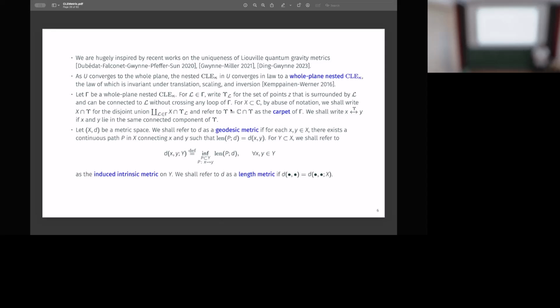Okay, there is some notation for metrics. A metric space is called a geodesic metric space if for any 2 points there is a geodesic connecting these 2 points, and a geodesic is just a path whose length is the distance between these 2 points.